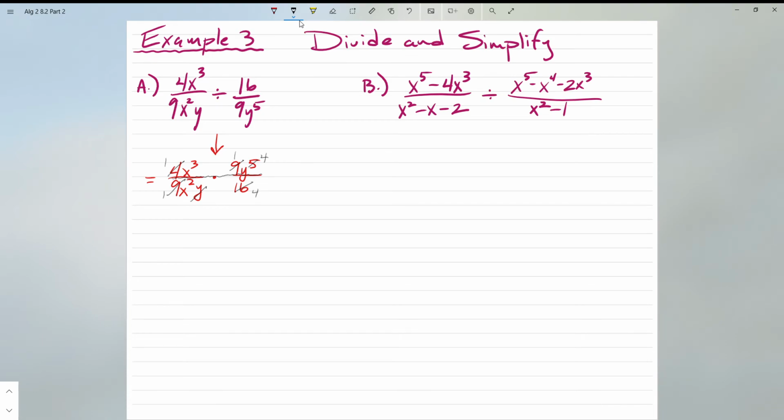And let me put 1s in place of those 9s. And then the x's, it looks like I got 3 x's on top, 2 on the bottom. So I'm going to cancel 2 of the x's and leave 1 on top.